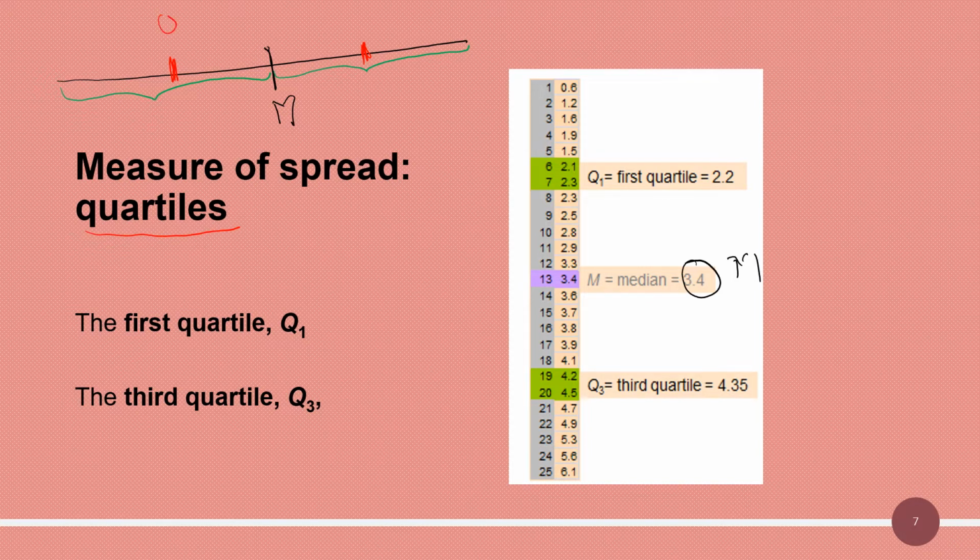This one is the first quartile, Q1. The median is the second quartile. We don't call that Q2, we just call that the median. This third point is our Q3, which is the third quartile.